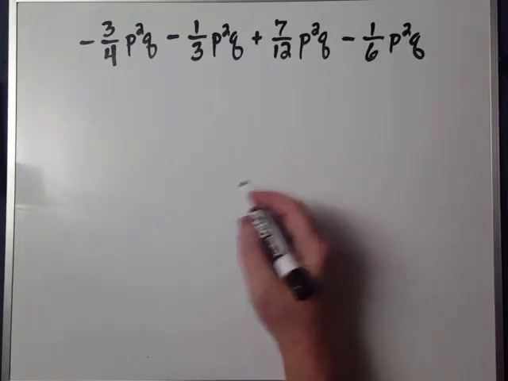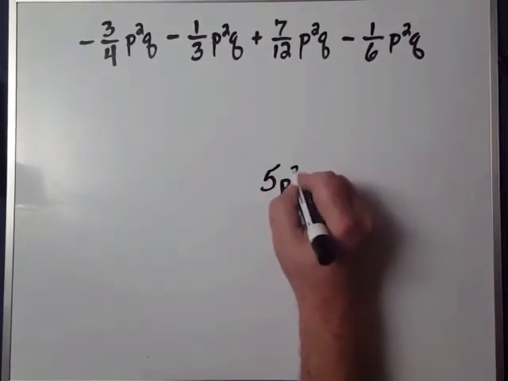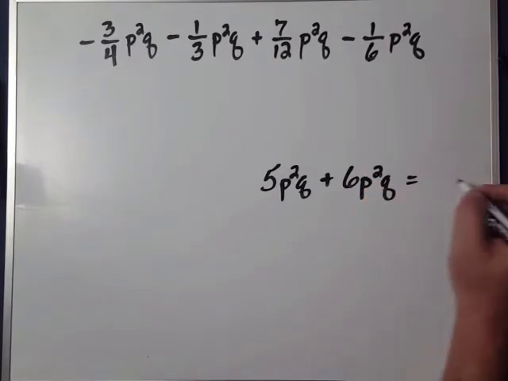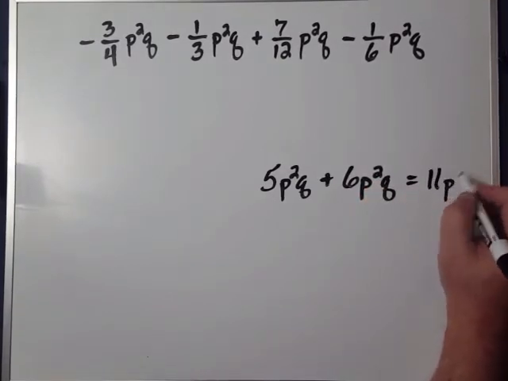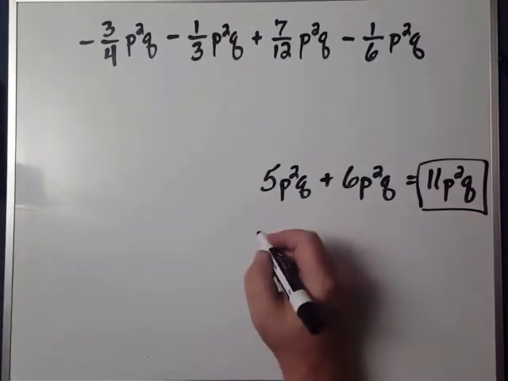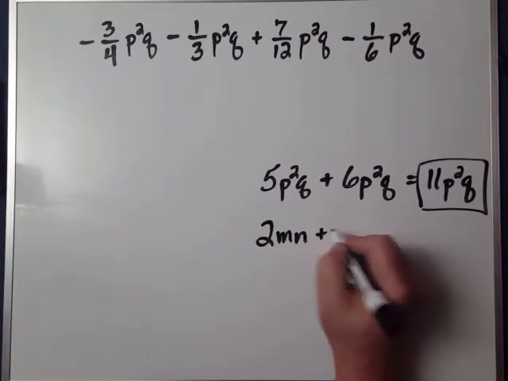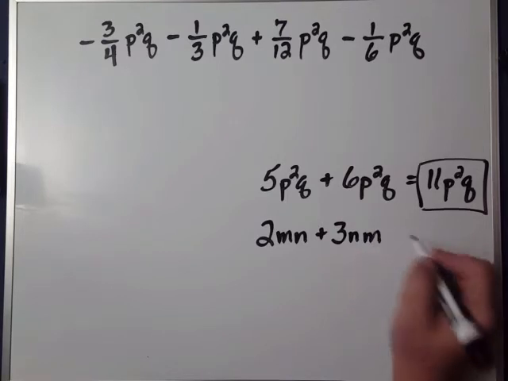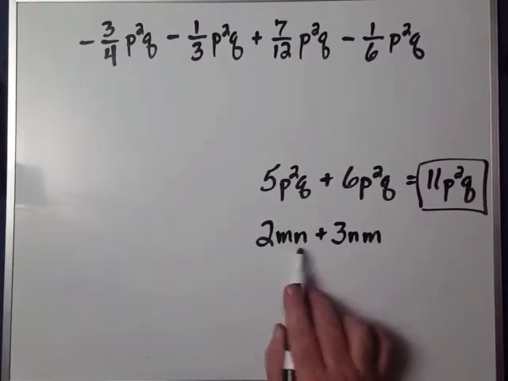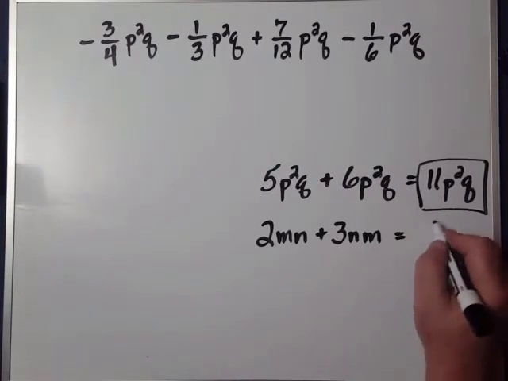Now, please understand, if I ask you to simplify 5p squared q plus 6p squared q, combine like terms, 11p squared q. If I had 2mn plus 3nm, we know multiplication is commutative, so mn and nm are the same. We can combine these like terms.